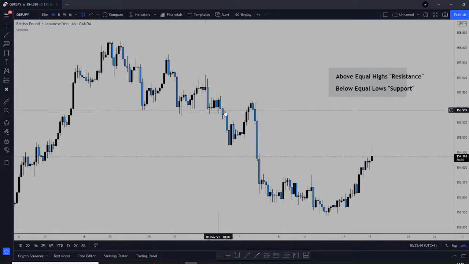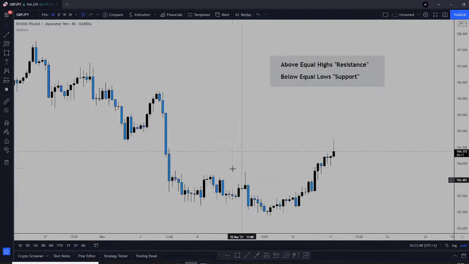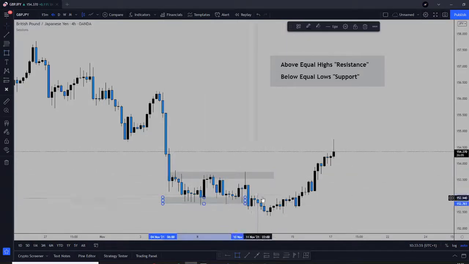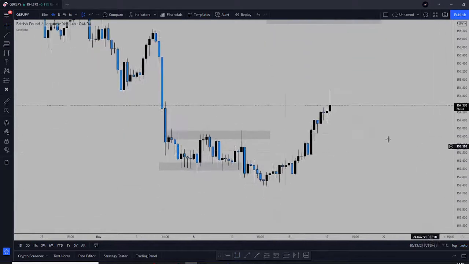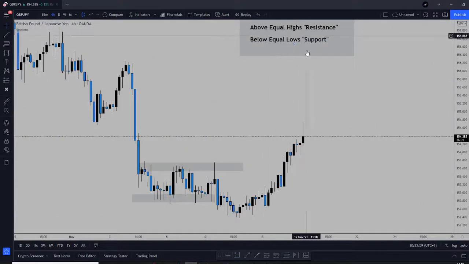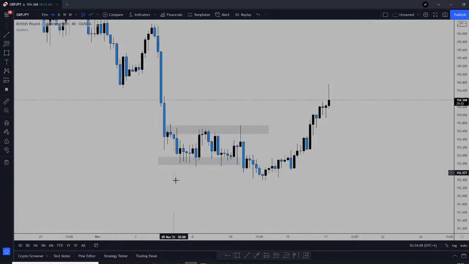What you're going to understand is the more lows we have, or the more highs we have, for example over here, all these highs, and we have all these lows. What you have to understand is the more equal highs we have, or in the retail world, the more lines of resistance, the more liquidity there is above, and the more equal lows we have, the more liquidity there is below.